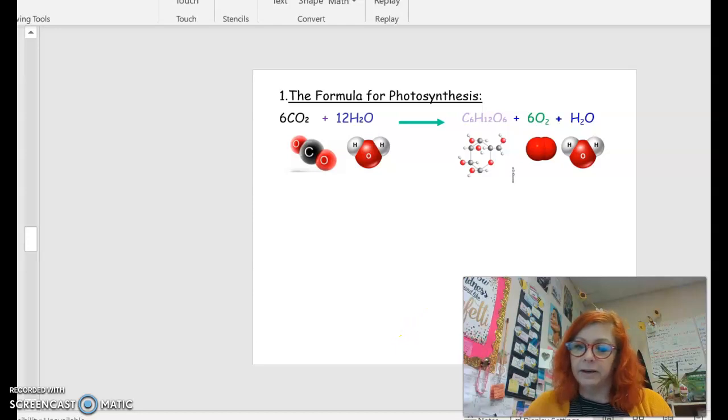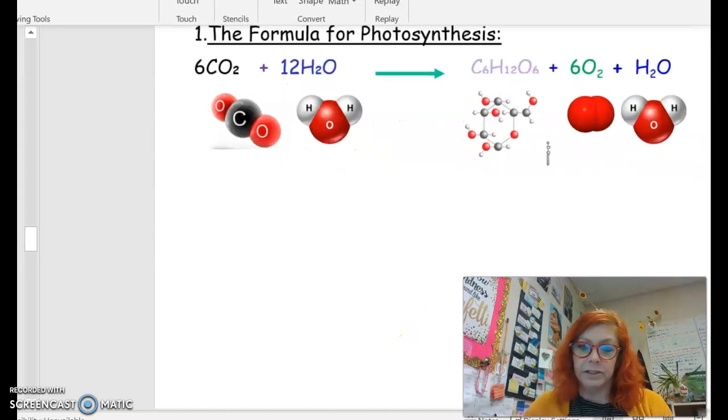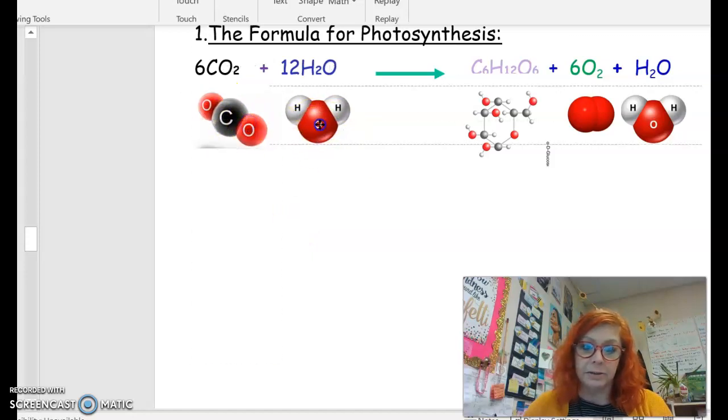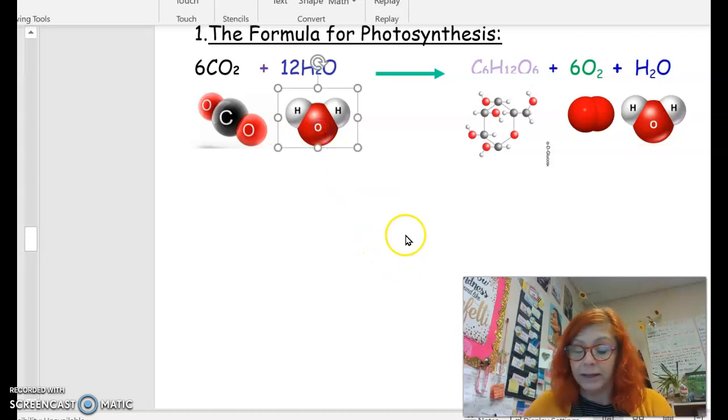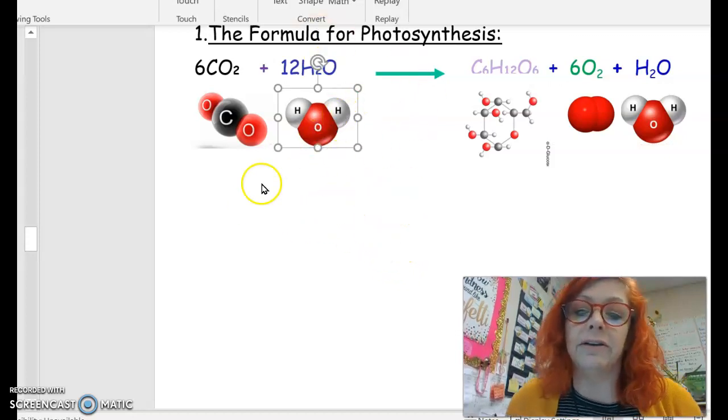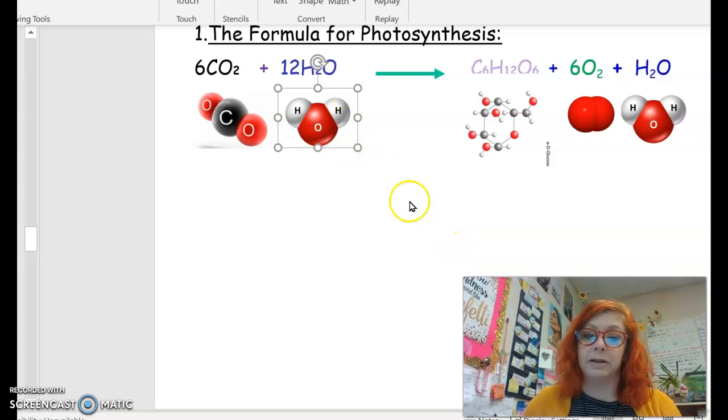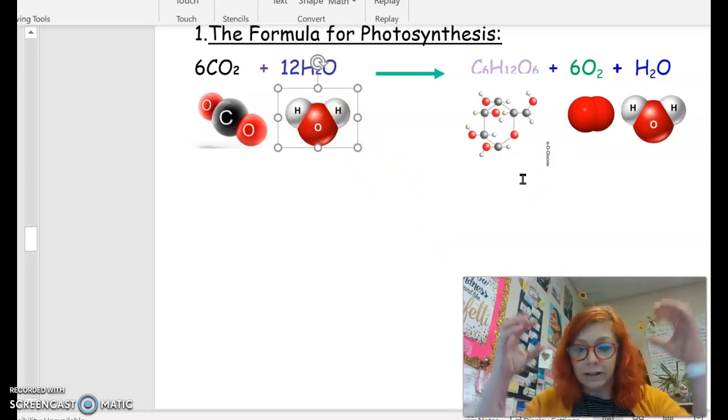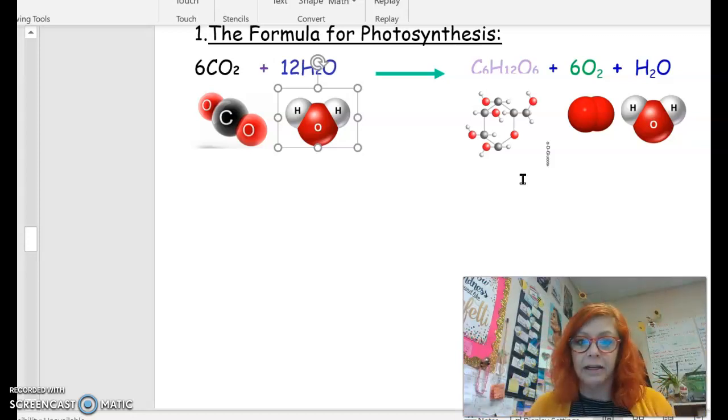Okay, so here I have the formula for photosynthesis, and I thought I would go ahead and show you what carbon dioxide and water look like as molecules, as compounds. These are the little elements that we talked about yesterday, like hydrogen and oxygen. They bond together. Kind of looks like Mickey Mouse ears, right? The hydrogen bonds to the oxygen, and that's what makes water.